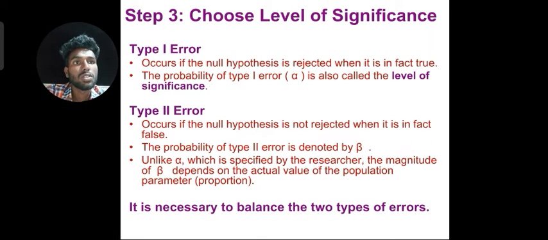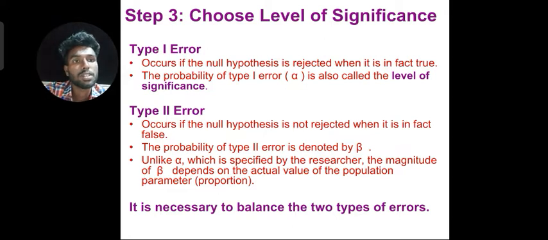Step 3. Choose the level of significance. Type 1 error occurs if the null hypothesis is rejected when it is in fact true. The probability of type 1 error, alpha, is also called the level of significance. Type 2 error occurs if the null hypothesis is not rejected when it is in fact false. The probability of type 2 error is denoted by beta.